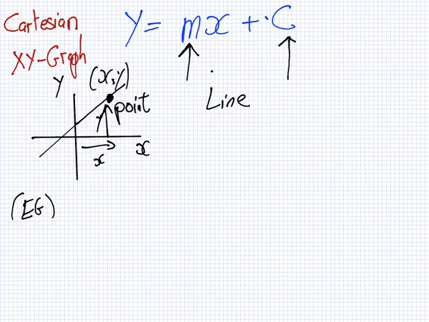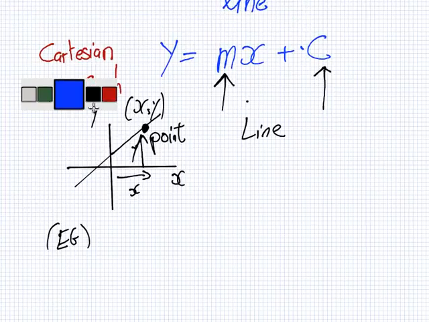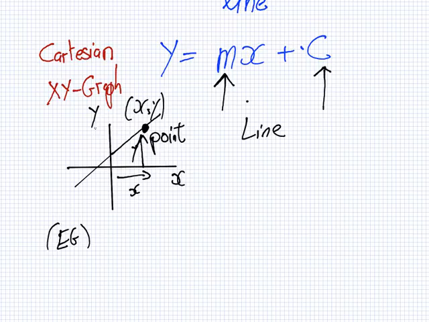Does anyone know why it's called this? It's named after the person who invented this graph, his name was Descartes. You can guess from his name, he is from France. So we call the graph after him Cartesian graph. Have you heard of this person before? He's a new person? Okay.